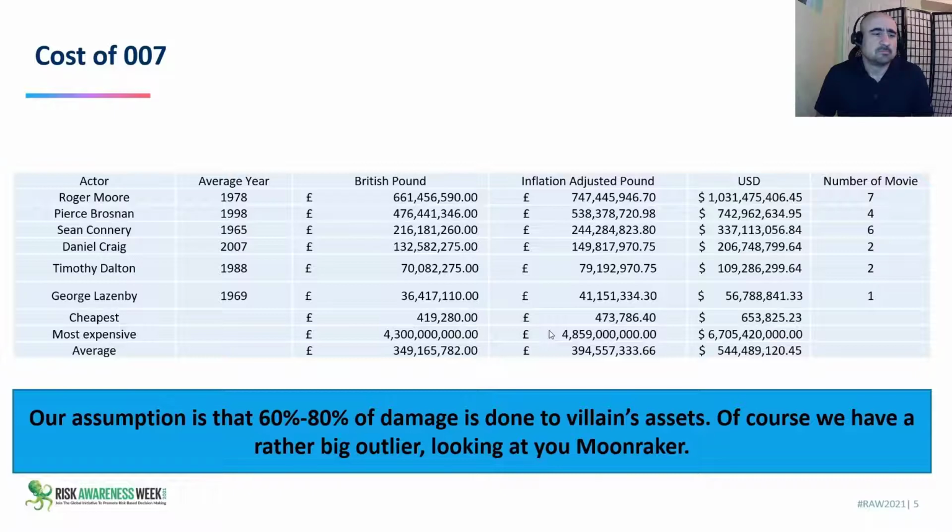And for the model, I'm assuming that 60 to 80% of the damage is done to the villain's asset, because James Bond is also destroying public property. He's nearly a criminal when you take a look at that. But now I've got a few James Bond fans that are just raging after me and have probably either quit or are planning their revenge. So hopefully I don't get sued over this. But our assumption: 60 to 80% of damage is done on the villain's asset.